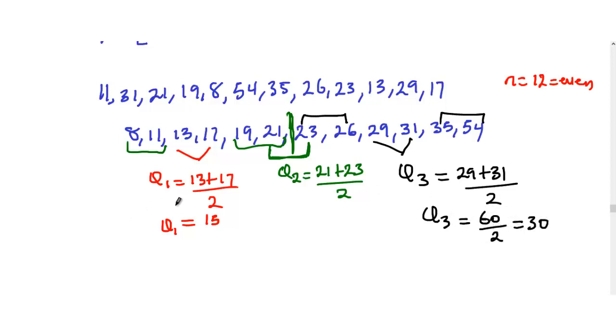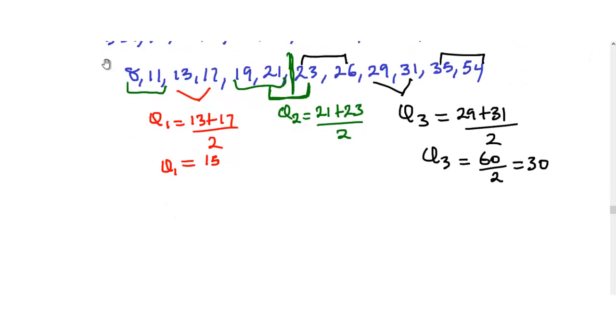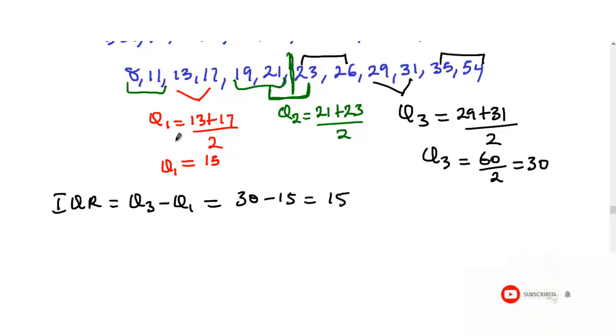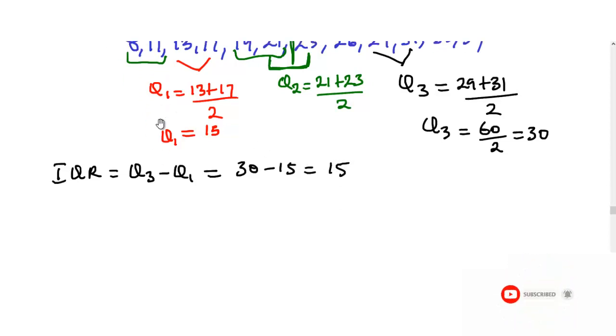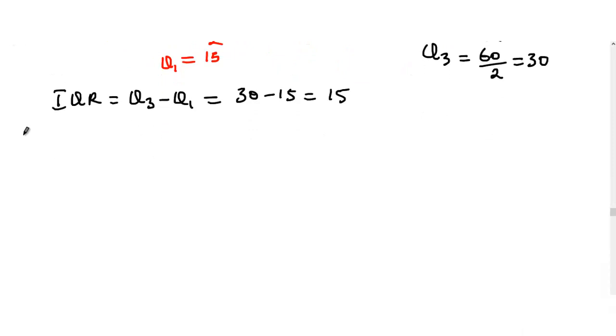Okay, so now what will now be our IQR? So IQR is Q3 minus Q1, and that will give us Q3, that is 30 minus 15, and that will give us 15. So we have gotten all the necessary values that will fall in the range. So let's now see if outlier exists.